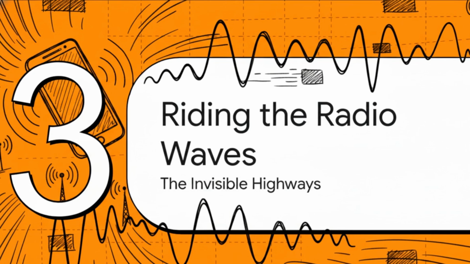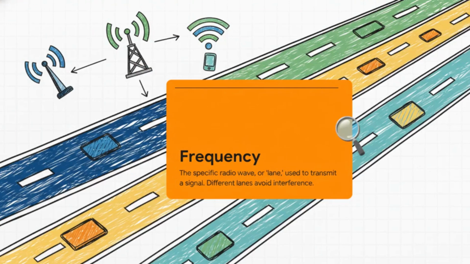Okay, so our data is broken down into smart little packets, all ready for their trip. But what is the road itself actually made of? Well, for our phones and mobile devices, that first part of the highway is completely invisible. It's made of radio waves. So if the network is a highway, then you can think of frequency as the specific lane your data packets are driving in. We need different lanes for different kinds of traffic, AM/FM radio, your home Wi-Fi, your cell signal, and that's all to make sure that everything doesn't just crash into each other. Your phone and the cell tower agree on a specific lane, and that's how they talk.